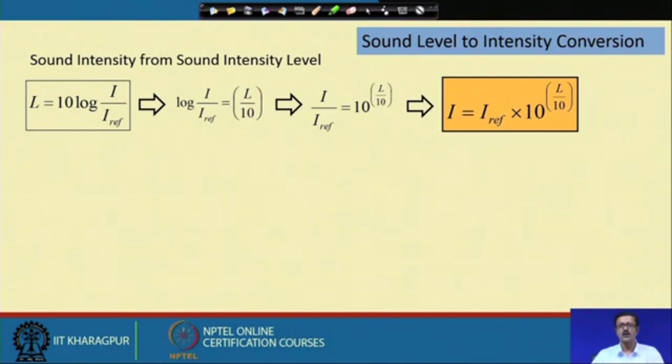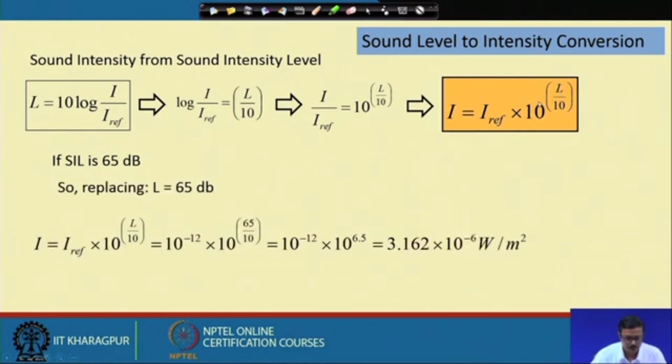I reference, we all know, is 10 to the power minus 12, and L is the sound level in dB, whatever decibel value you can put, and finally, you can find out the value of I. So, suppose the sound intensity level is 65. I will put 65 over here. So, finally, it is 10 to the power 6.5, and I reference is 10 to the power minus 12. So, finally, this is in watt per meter square, that is the intensity.